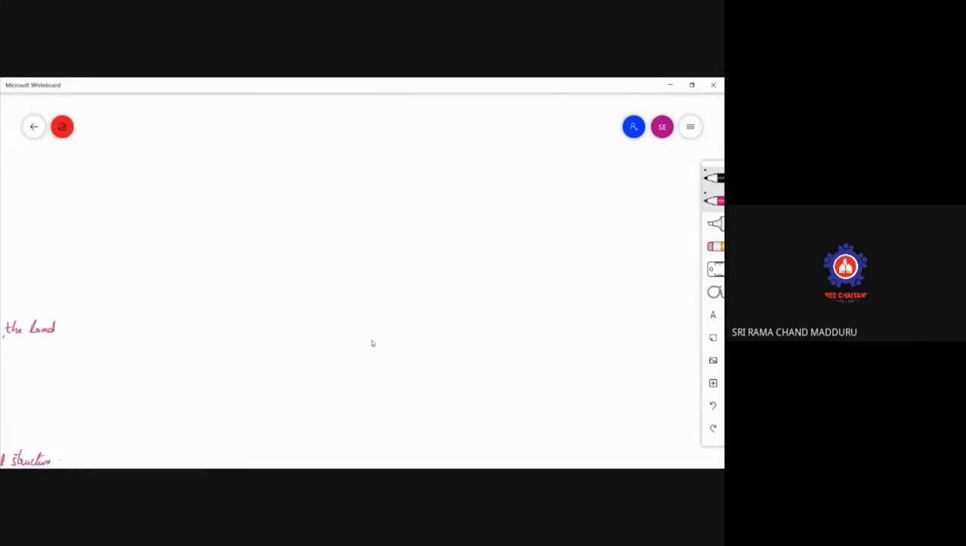The diagram of this looks like this. Just note on the diagram. This is the deck slab. The supports are provided here. This is a hinge, and your supporting tower. The deck slab is resting at this support, and here also it is supporting.